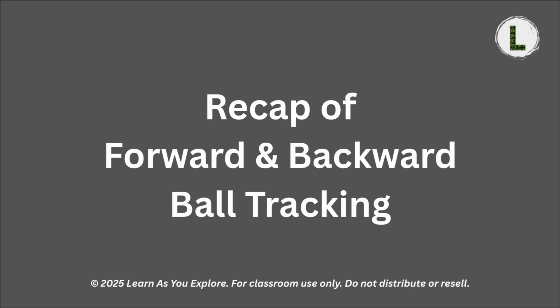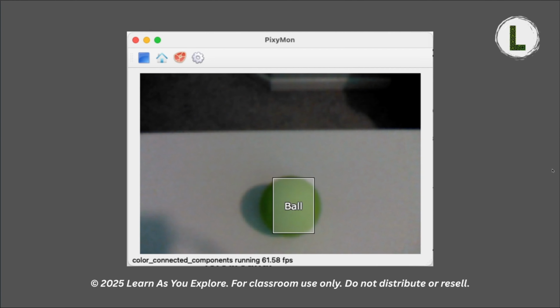Alright guys, let's do a quick recap of our previous project where we programmed the robot to track the ball by moving forward and backward. Assuming our ball is in this location in the frame of the camera, let's first draw the X and Y axes on the image. As we saw in our previous video, Y goes from top to bottom and X goes from left to right. We want the ball to be centered vertically, so we'll set our target Y to the center coordinate as shown here.